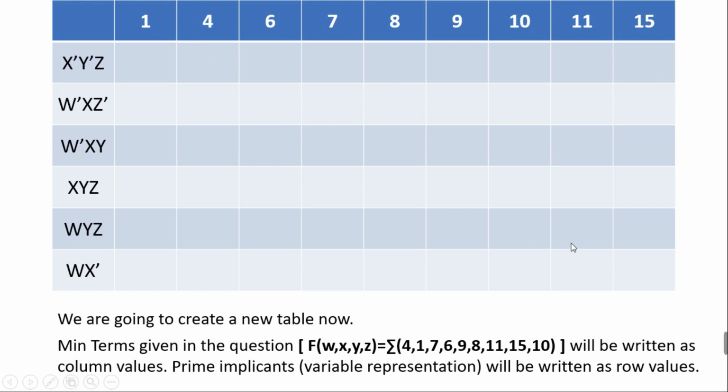And what will be written in the rows? Here you can see the prime implicants which we derived a few moments earlier. These prime implicants will be written as row values. That's why we calculated our prime implicants. So for our table the row values will be the prime implicants. You can write them in any order you like, and for columns you will write the min terms given in the question. Just for convenience I have written them in sequential order. Let's move on to our next task.